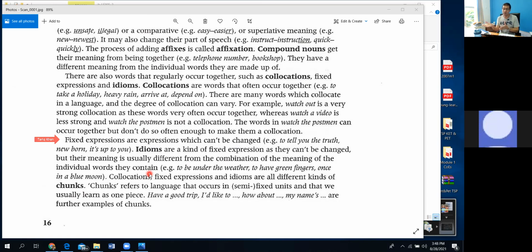If I say don't beat around the bushes, I do not mean that you are standing near the bushes and beating them. But what I mean is that you should tell me straight away what your point is. So that's the difference between idiom and fixed expression. Is that clear to you?